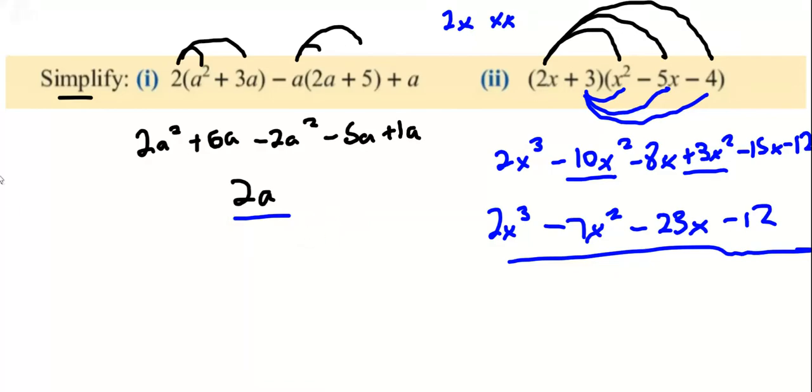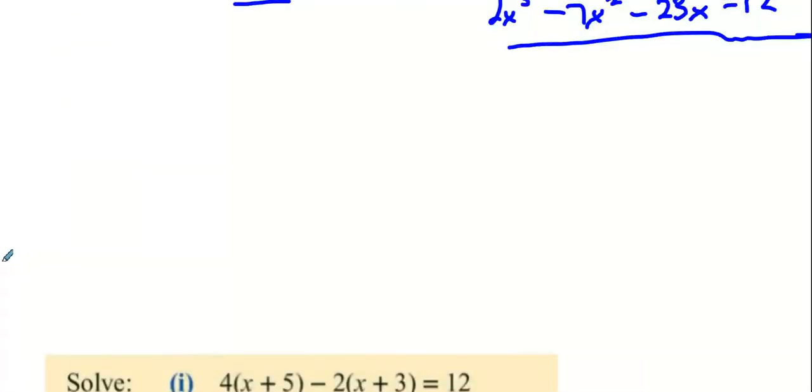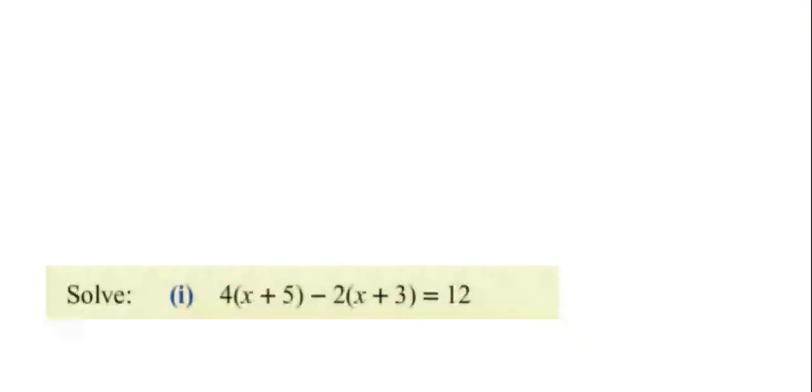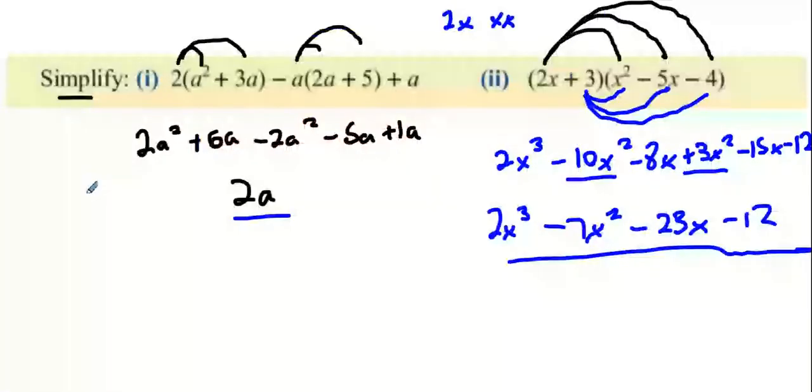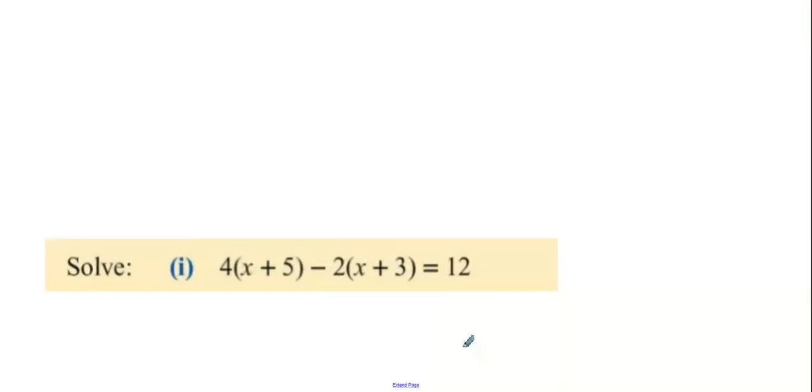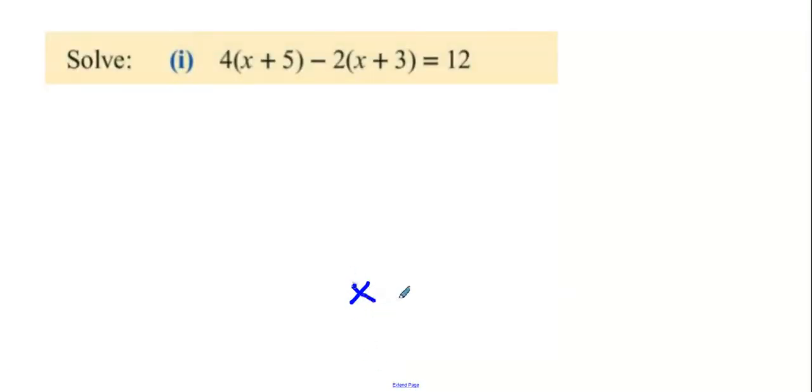Now, next question is a solve question, which we can see below. So we'll do this question here. Solve the following. Now, in solve questions, at the very end, we're going to have x equals something. X on the left-hand side and some number on the right.